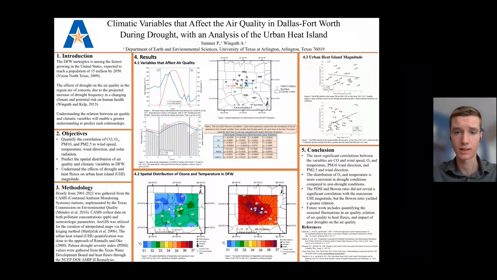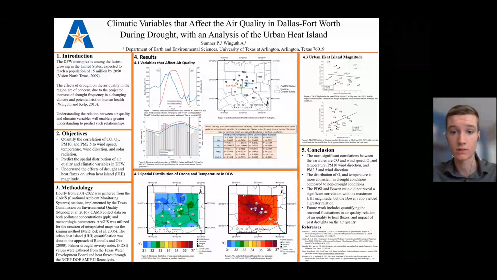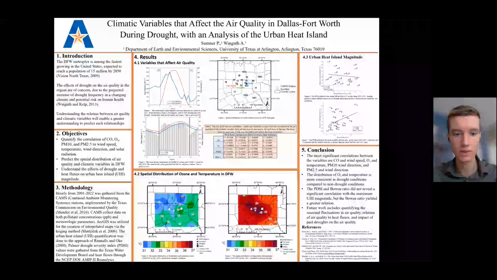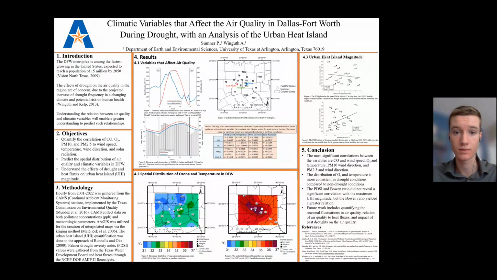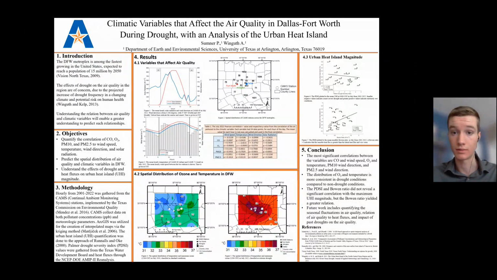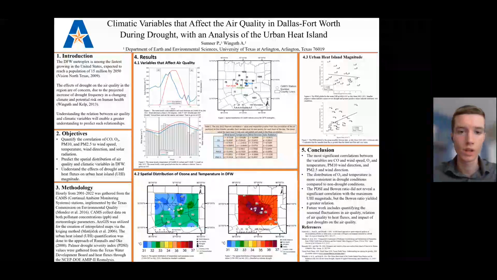To do this, I collected hourly data from CAM stations set up by the Texas Commission on Environmental Quality that collect data on the concentration of air pollutants as well as meteorological variables. I also utilized ArcGIS to create interpolations via the Kriging method, and I also utilized the Palmer Drought Severity Index and the heat fluxes via the NCEP2.